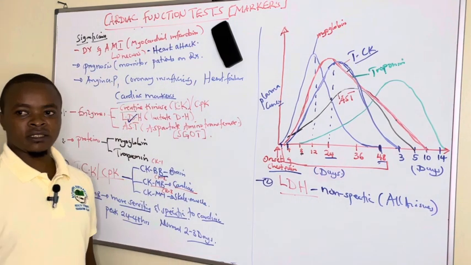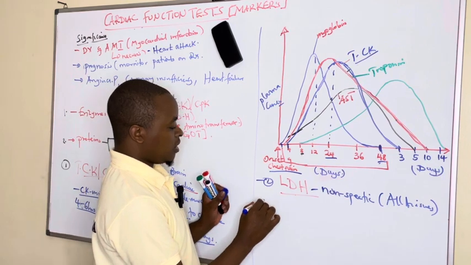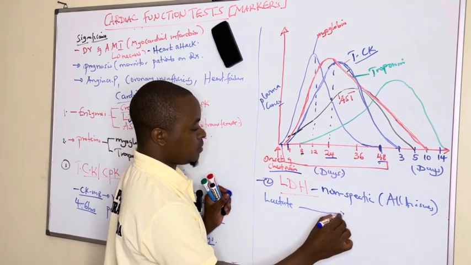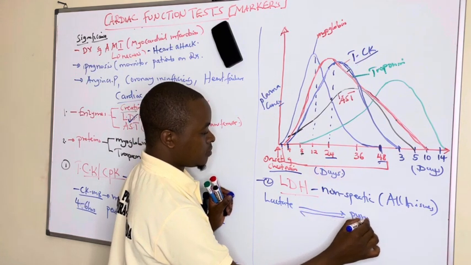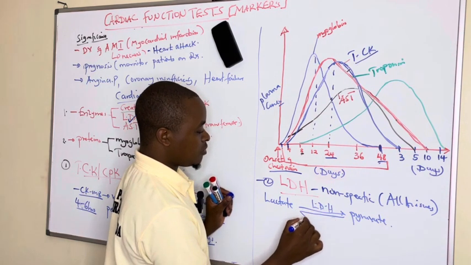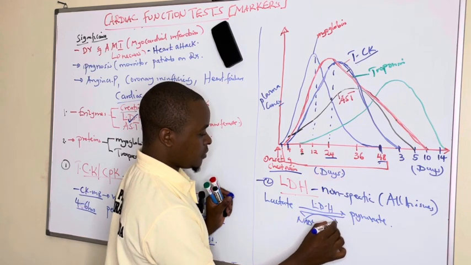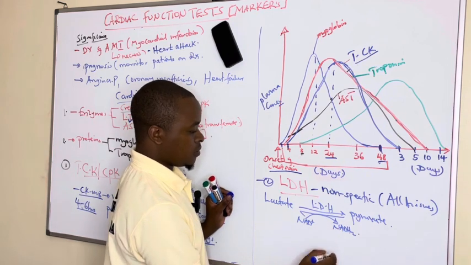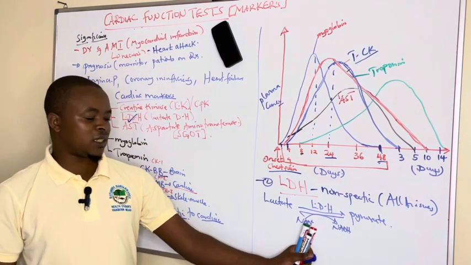That is lactate dehydrogenase. And we see this lactate dehydrogenase catalyzing the reaction by oxidizing lactate to pyruvate in the presence of LDH, whereby it utilizes NAD, producing NADH. So this is what it does.